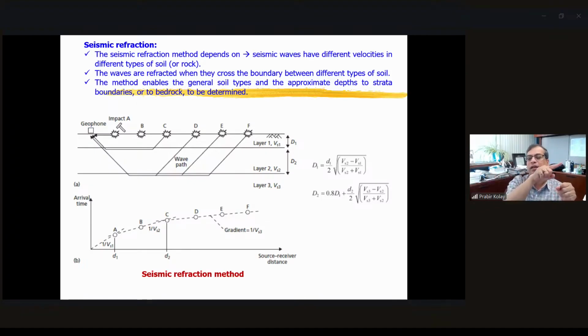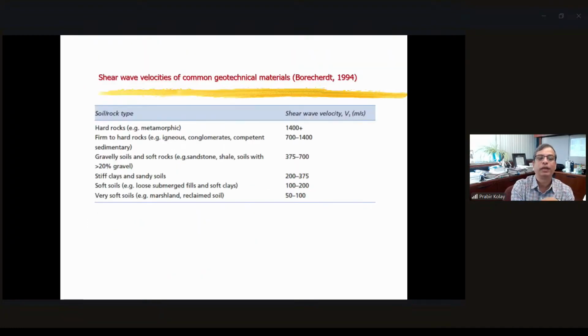So obviously, the velocity will transfer, and then you collect from every geophone, and from the data you can find out how much the depth differs for the different soil. This can be a single channel or multi-channel, so there are different channels used in this seismic refraction method.